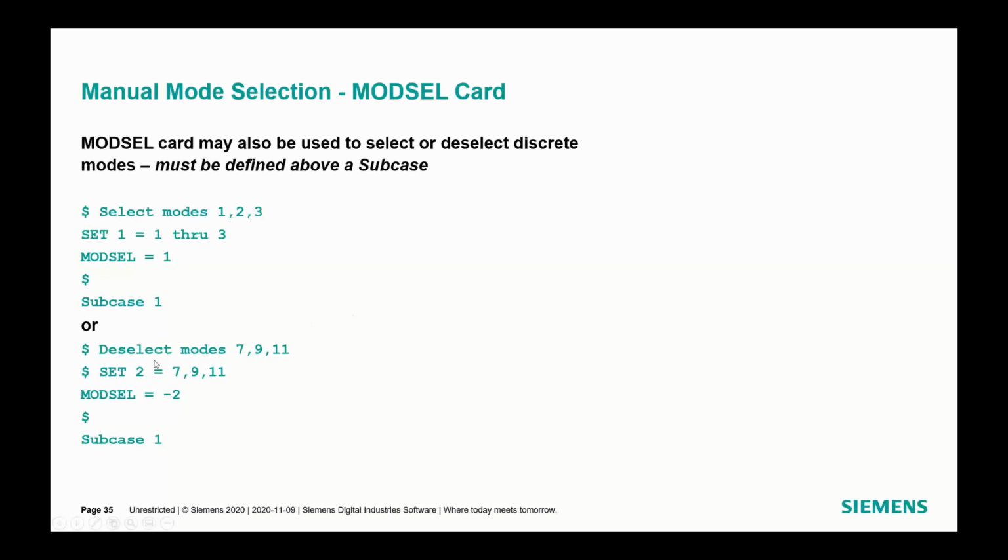Optionally, if you want to deselect modes, you can set up your set, and then have mode select with a minus sign pointing to that set. It'll subtract those modes from use in calculation of the DDAM response. And that's a pretty nice capability. In the past, you'd have to do some pretty heavy duty matrix partitioning and really arcane commands to do kind of the same thing. Pretty neat capability.